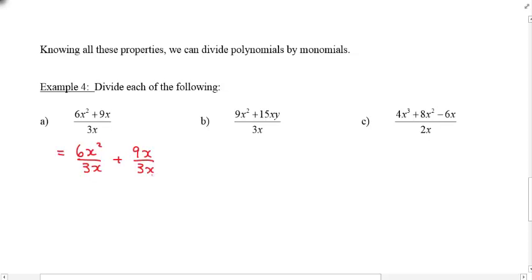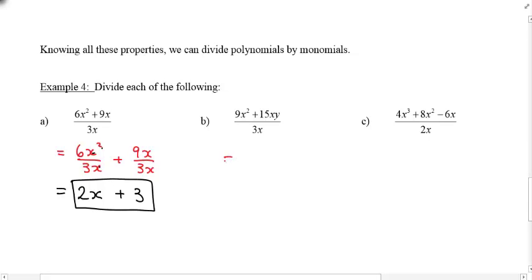And then now this is where we need to simplify. 6 divided by 3, that gives us a 2. And what's x squared divided by x? So we subtract the exponent, 2 minus 1. That just gives us 1x, or x to the power of 1. Similarly over here now, 9 divided by 3 is 3. X divided by x, we learned above, is just 1. So the answer here is just 2x plus 3.